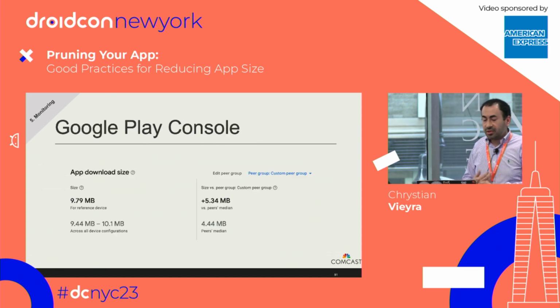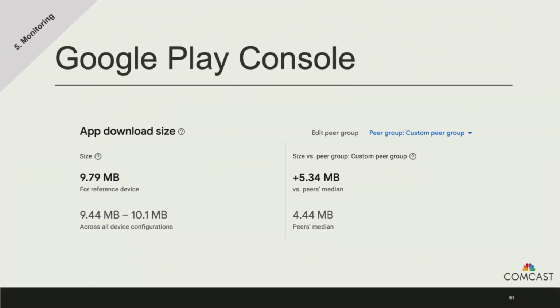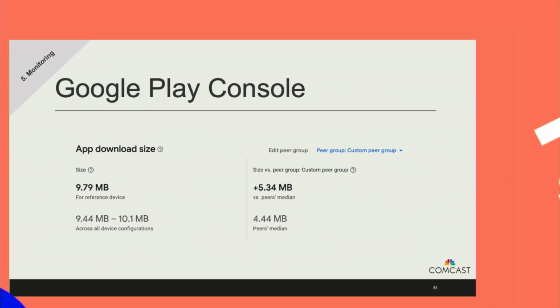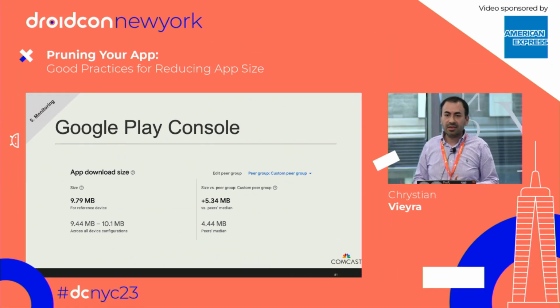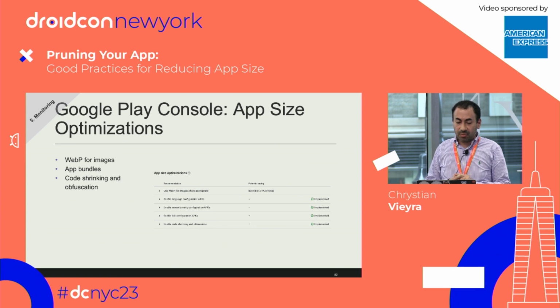The next thing you can use is free resources like the Google Play console. There, it gives you helpful hints. You can go there. You can see what your app size download is. You can even add peer apps, right? Your competitors. Google Play will give you a rundown of how you compare to your peers in app size. One more thing that Google Play provides you is hints, what you can do to improve it.